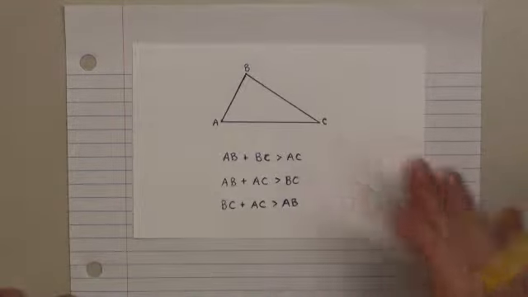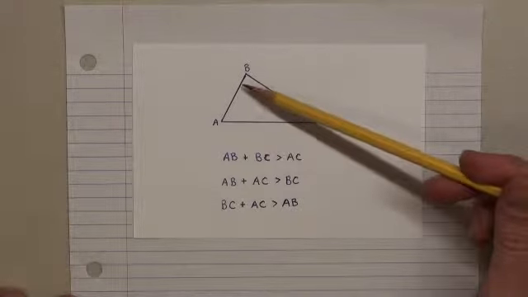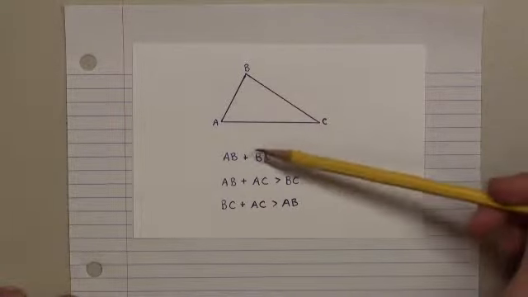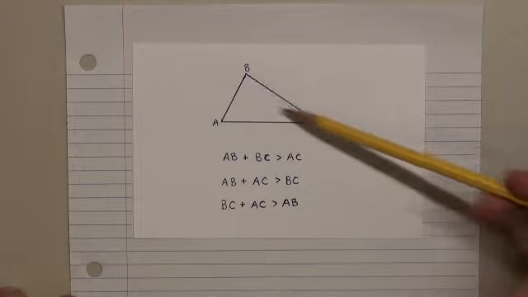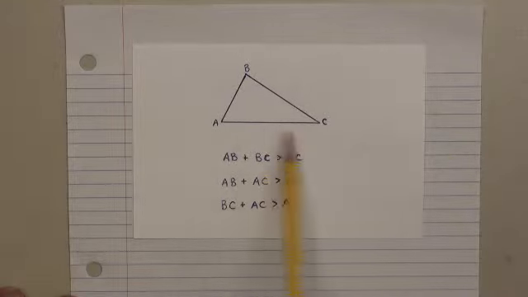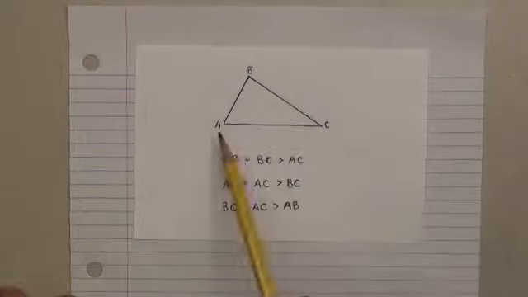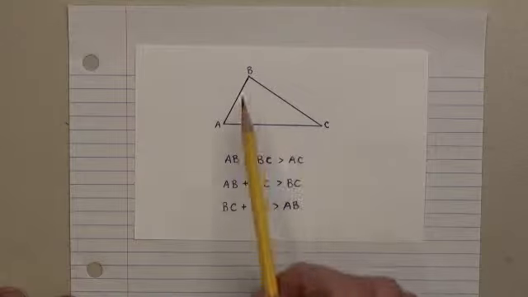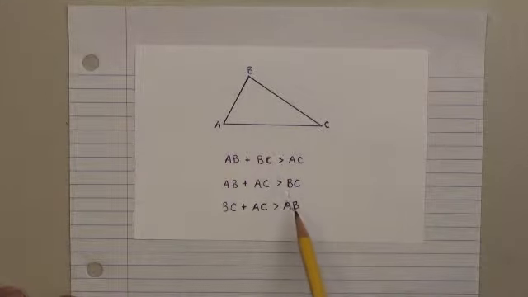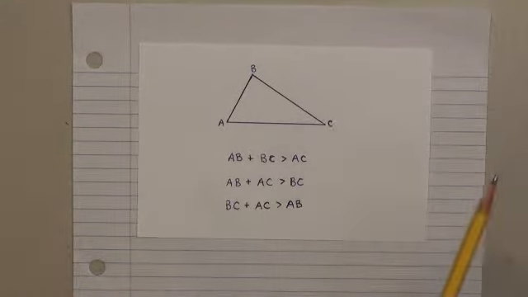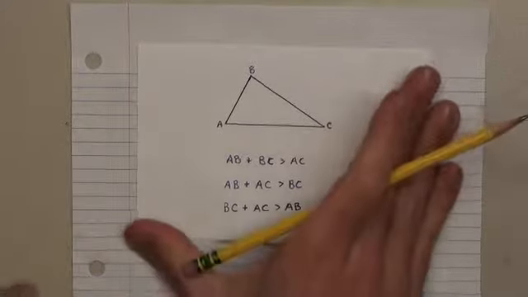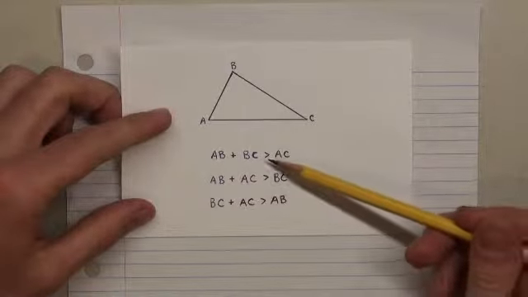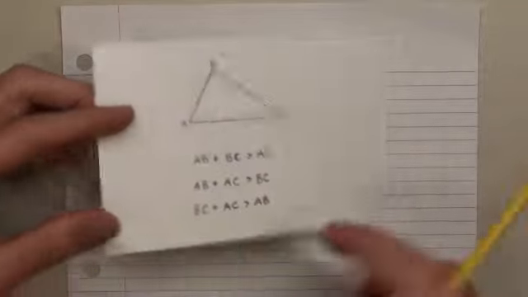So if we have this triangle ABC, what this means is that in order for this to be a triangle, AB plus BC must be greater than AC, AB plus AC must be greater than BC, and BC plus AC must be greater than AB. If all of those things are true, then this triangle is allowed. Okay? It's impossible to draw a triangle without these three things true. So let's see how to use those.